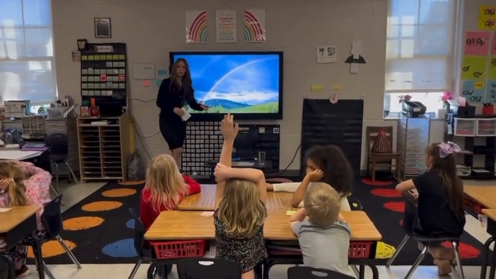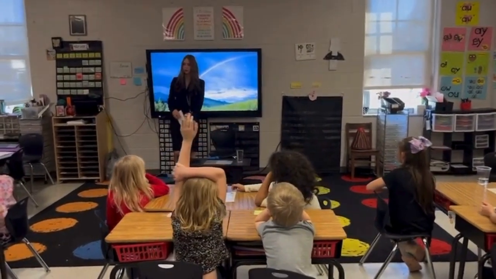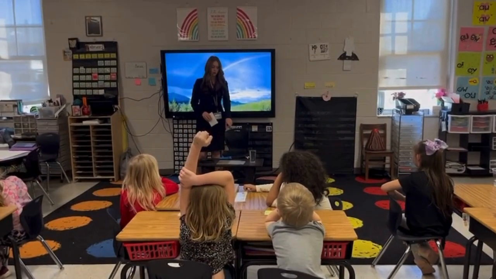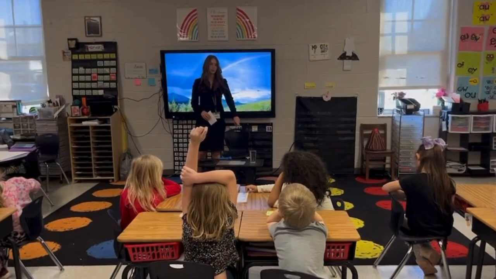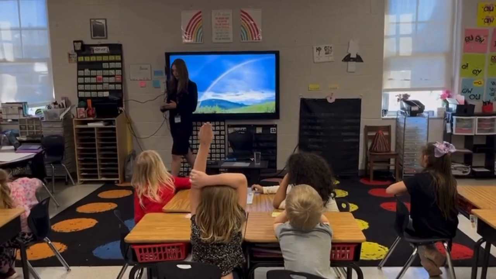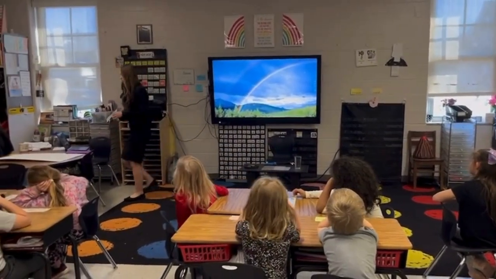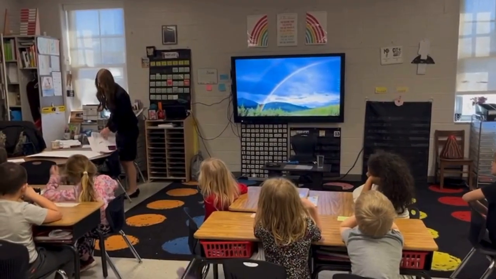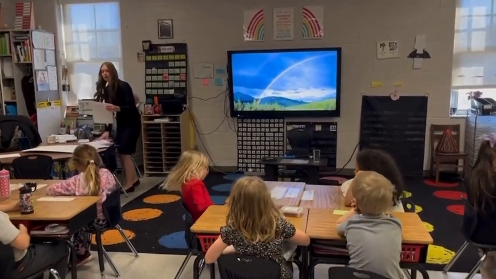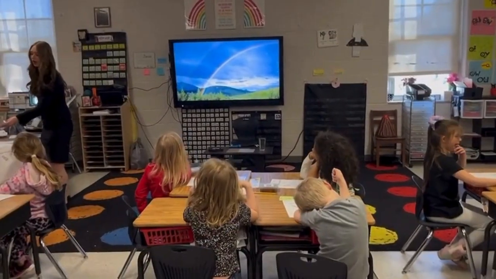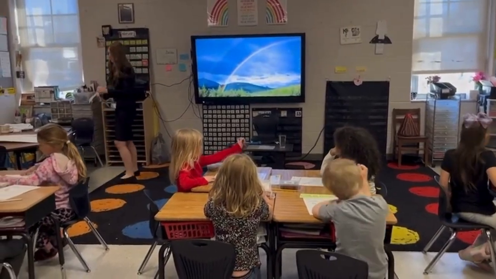Do you guys see these objects up here? We have a mirror, we have a piece of cardboard, we have wax paper, and we have a glass of water. Okay, so what we're going to do is I'm going to pass around the packet to everyone. Can you guys get out your pencils and your crayons? All right, can we go ahead and write our names on the top of your paper?